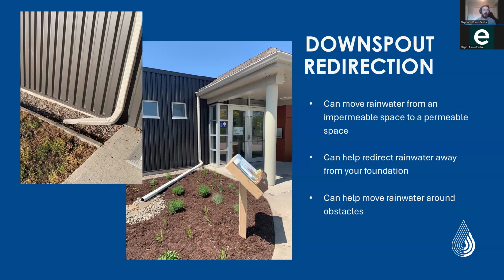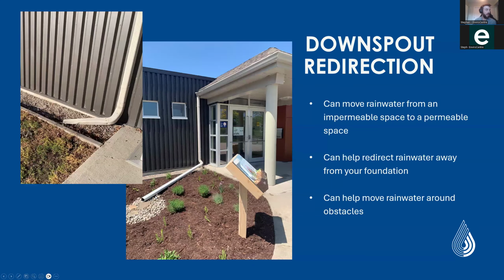Another option would be if you can redirect rainwater away from your foundation. So, for example, here, this is just on a concrete slab, but let's say this is your home and you have your basement and your downspouts just ending up right next to your foundation. Like we mentioned earlier, it's not the best option. You can basically just extend that downspout. So it's just extending it.